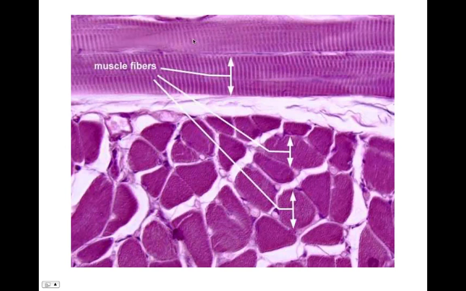Now this is showing you a longitudinal section of a muscle fiber. So now we're going to have the muscle fibers long ways. So you're seeing the long cut of a muscle, the muscle fibers, and here's the cross section. So they're just showing you the difference between a longitudinal section and a cross section.